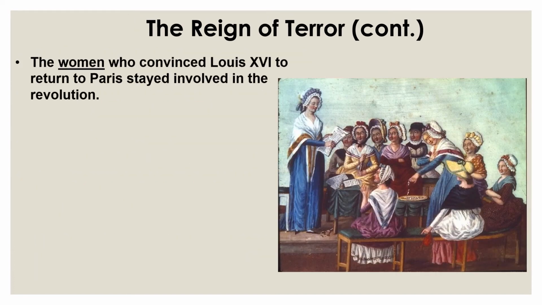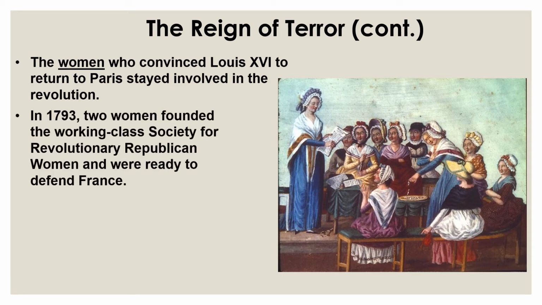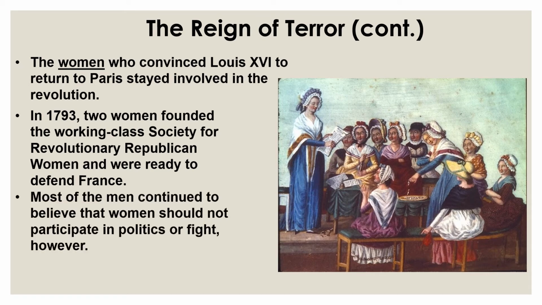The women who convinced Louis XVI to return to Paris back in 1791 with the Women's Bread March stayed involved in the revolution. By 1793, two women founded the working class Society for Revolutionary Republican Women, and they were ready to actually take up arms and defend France themselves if need be. Most of the men, however, continued to believe that women should not participate in politics or fight.